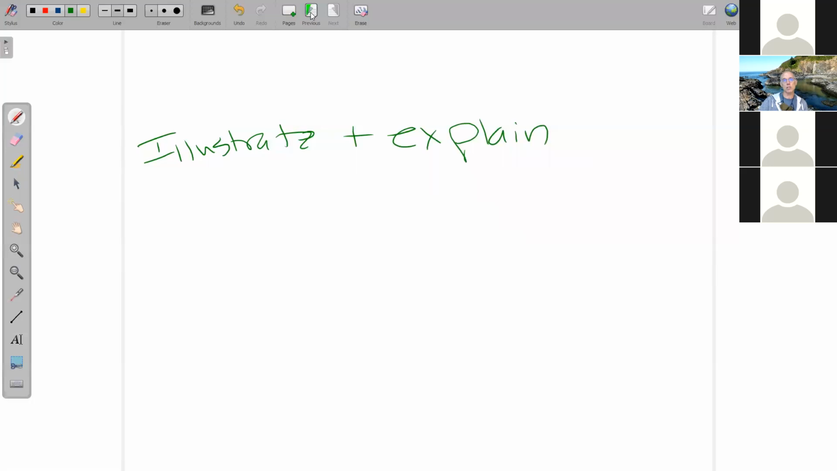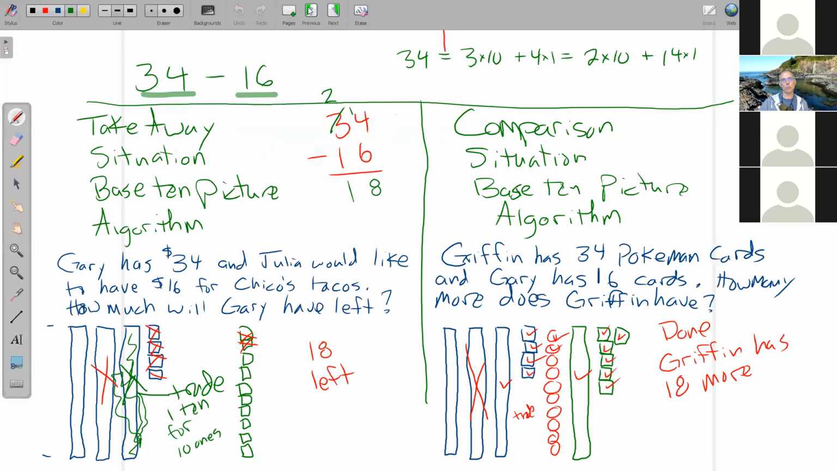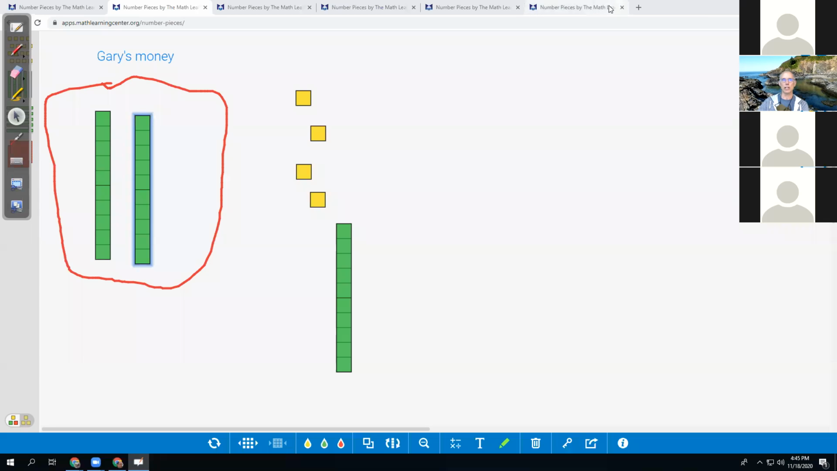And then sometimes, like with addition, we have to carry. What does that carry look like with base 10 blocks? That means you're going to take a group of 1s and trade them in for a 10. Or maybe you're going to take a group of 10s and trade them in for 100. So somehow you have to convey that that happened. And let me show you another example while we're on the subject.